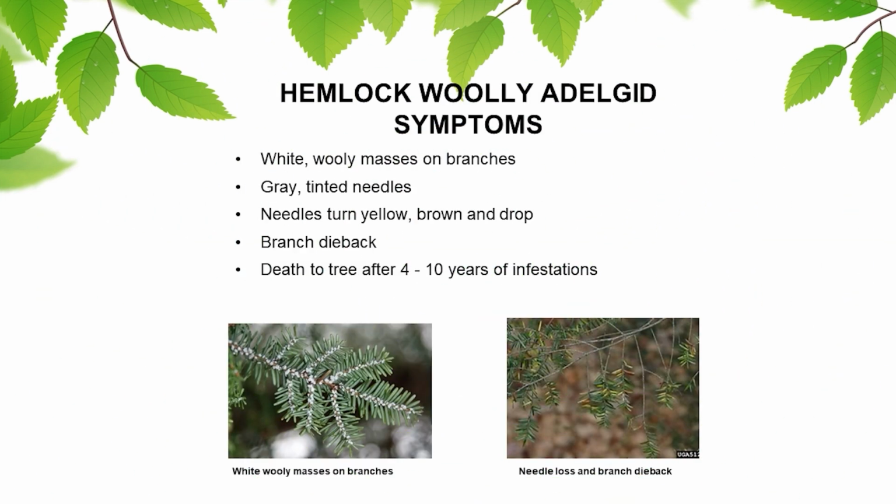Hemlock woolly adelgid symptoms. The symptoms of a hemlock woolly adelgid infestation include white woolly masses on branches and gray tinted needles. Needles turn yellow, brown, and drop from the tree. Branches die back. Death to the tree after 4 to 10 years of infestation is highly likely if left untreated.